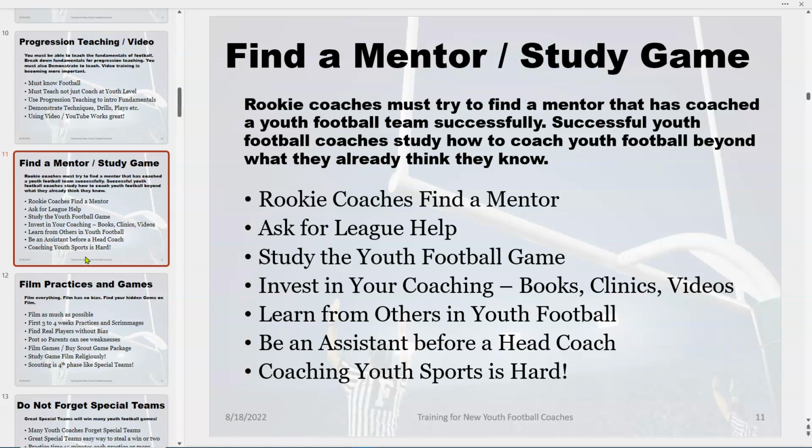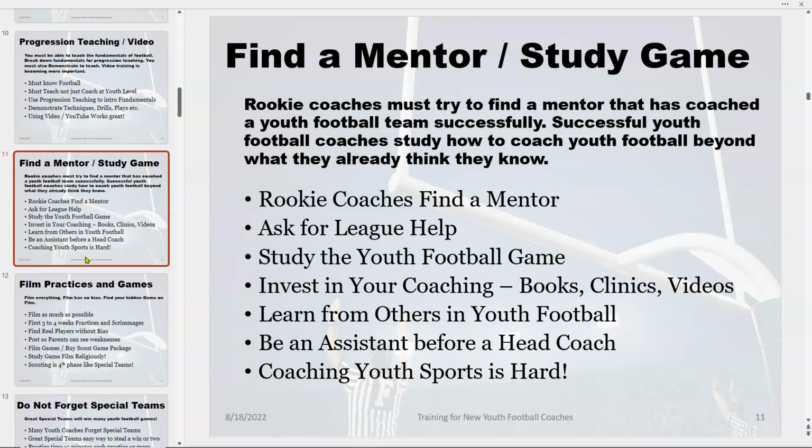Get some books, videos, start studying the youth football game, not high school, not college, youth. Invest in your coaching, go to clinics, video clinics, books, all that good stuff. I started doing that more in 2006, and it really, really paid off for me. Try to learn from other coaches. Other coaches became my motivation. I studied what they were doing and how they were winning, and talked to them. That made a big deal.